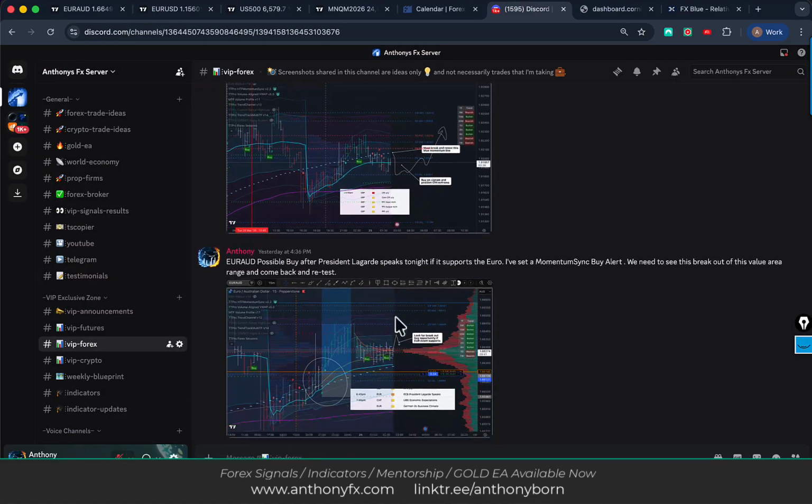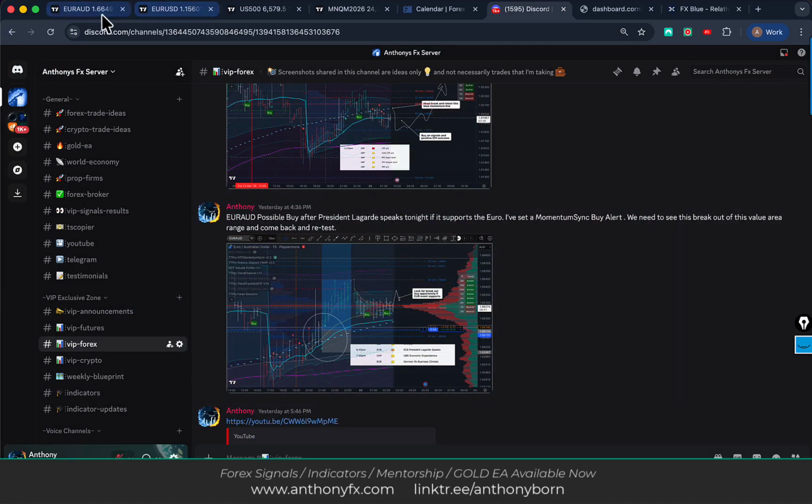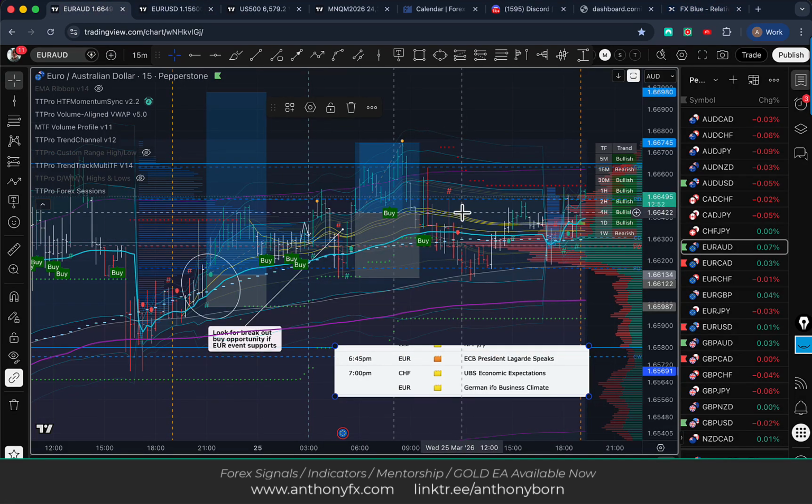Pound Aussie, Euro Oz, we're already above the blue dotted line. That's our momentum line. So let's just go to, well, we'll have a look at the Pound Aussie. No, we're on the Euro Oz. We'll have a look at that.